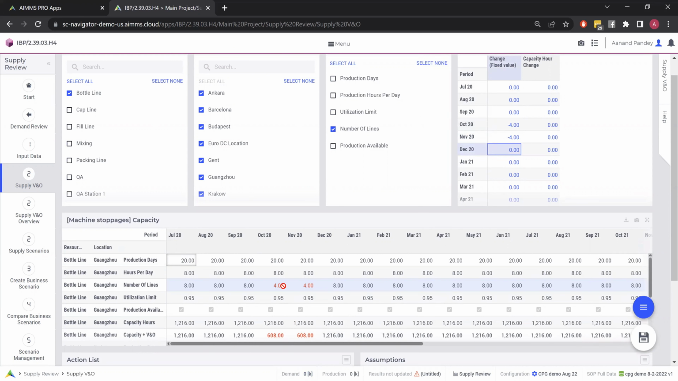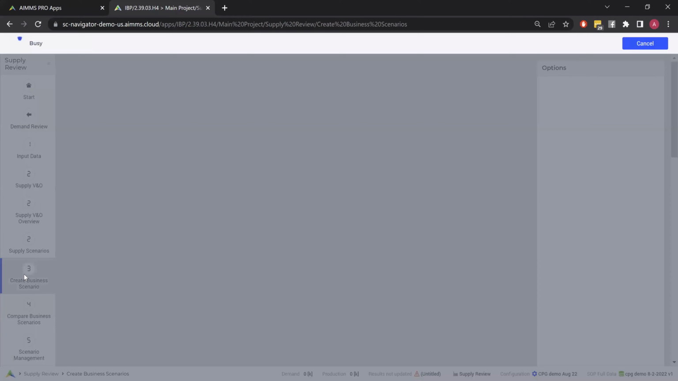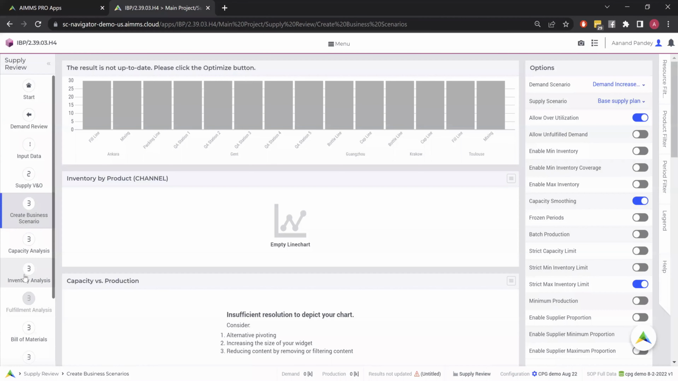Now, if we go into create business scenario, this is really where the balancing between your supply and the demand comes to play. So we can firstly run a base demand plan where we allow overutilization. So the various warehouses that we can actually see here. So there are five production facilities, beg your pardon, in Ankara, Ghent, Ganzhou, Krakow, and Toulouse. And each of these locations have different types of production lines available at them. So we're allowing overutilization at those lines.